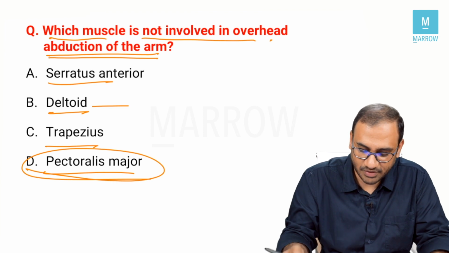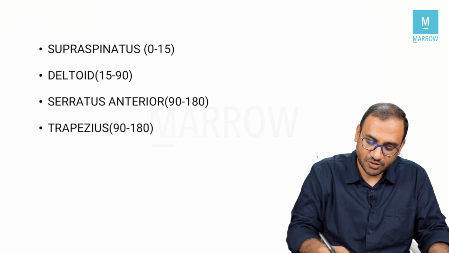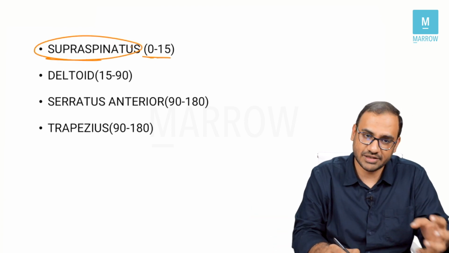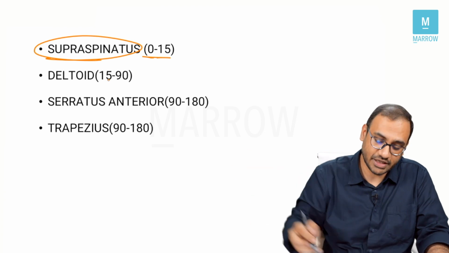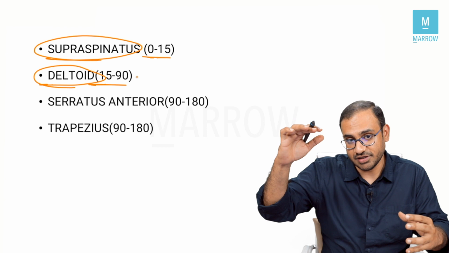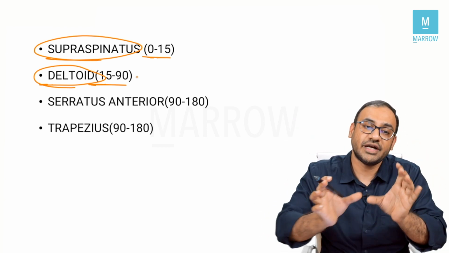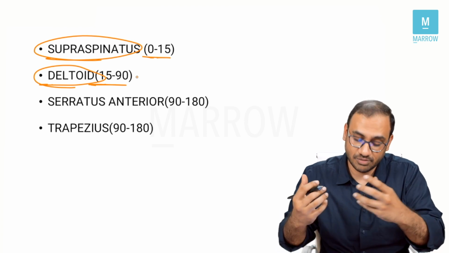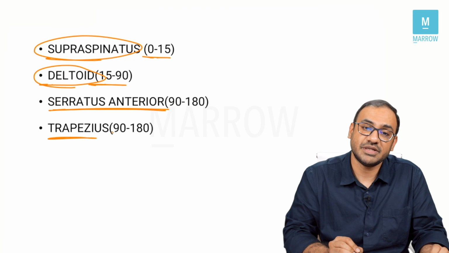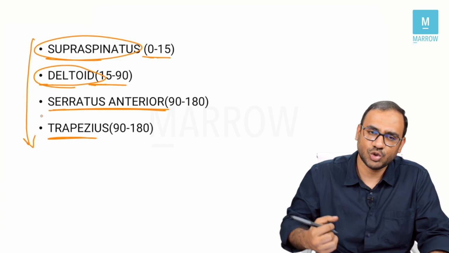Let me just review everything with you. See, when you're talking about shoulder abduction, from 0 to 15 degrees of shoulder abduction, this is brought about by the supraspinatus muscle. And from 15 to 90 degrees, we have the deltoid playing the major role. Now, above 90 degrees, for the shoulder to abduct, you need your scapula to also rotate, that is the scapulothoracic movement, and that is brought about by your serratus anterior and trapezius. This is very important. Now all of these are essentially your shoulder abductors.